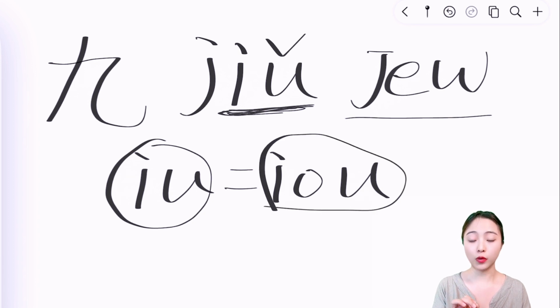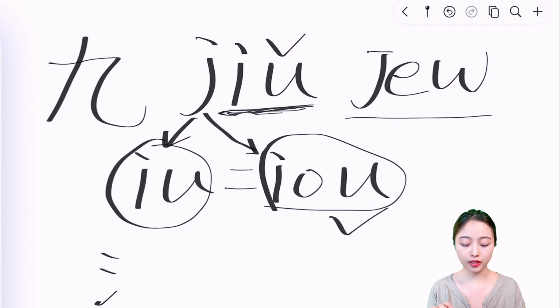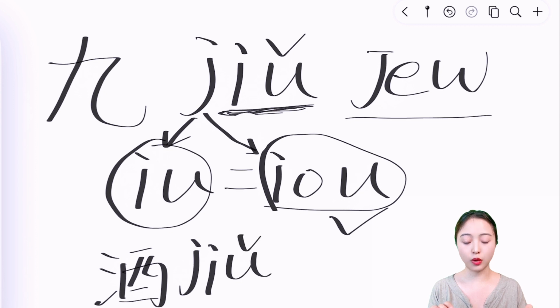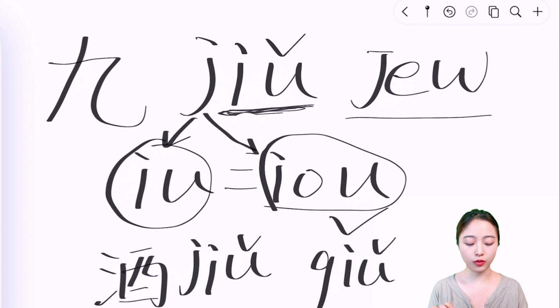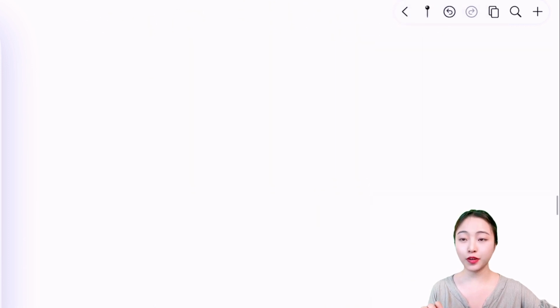That is, 有. So jiǔ is actually j-i-o-u, instead of j-i-u, right? The similar words are the same, like alcohol is also 酒, right? This is also 酒, and also 球, which means ball. We also have this pronunciation 球, can mean ball, okay? So this is about number 9. It's not that difficult. And the last one is number 10.